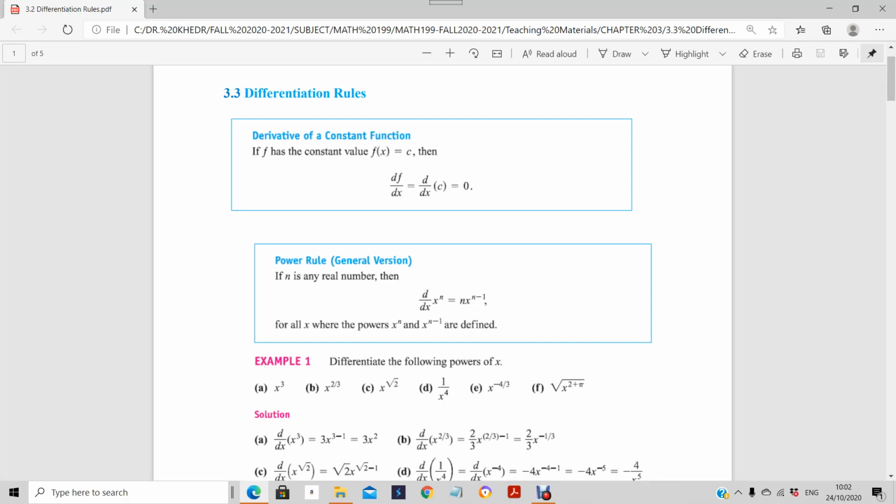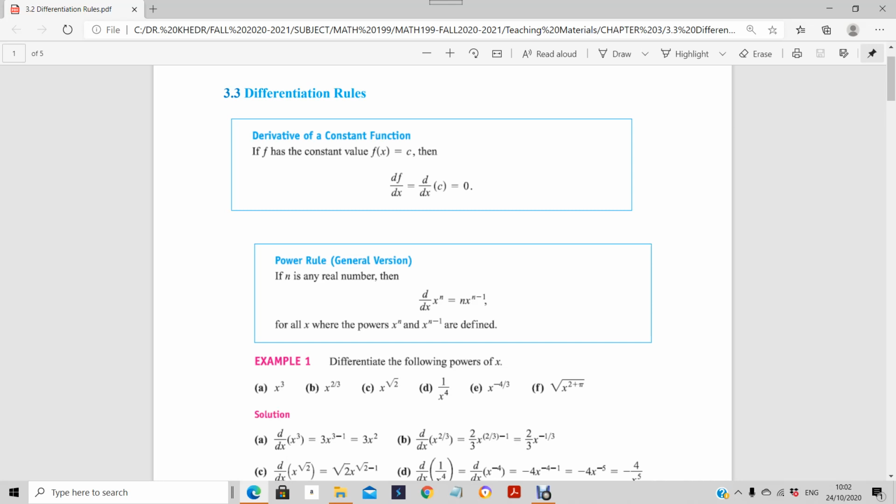Today we will study this very important topic with the title of Differentiation Rules. In the previous section, we learned how to find the derivative of the function by using the definition of limit. Today we will study some rules that will help us to find the derivative of the function very quickly. So the first rule here is the derivative of a constant function.